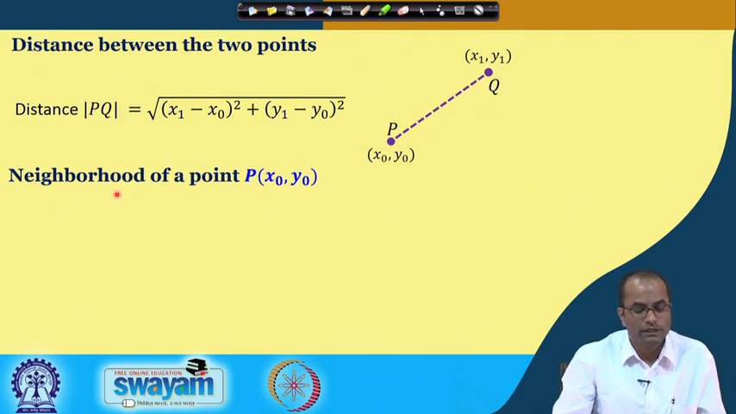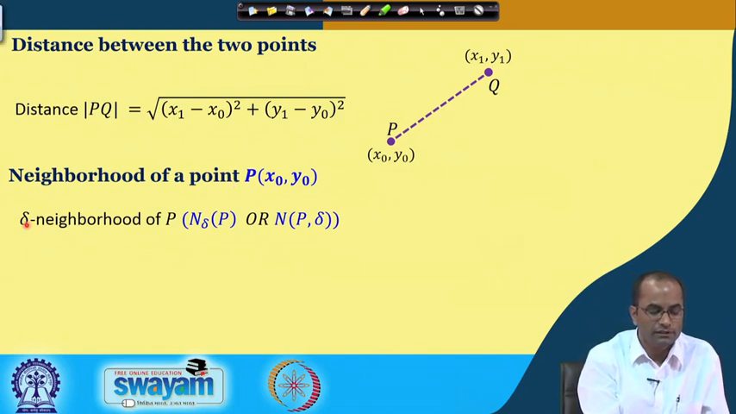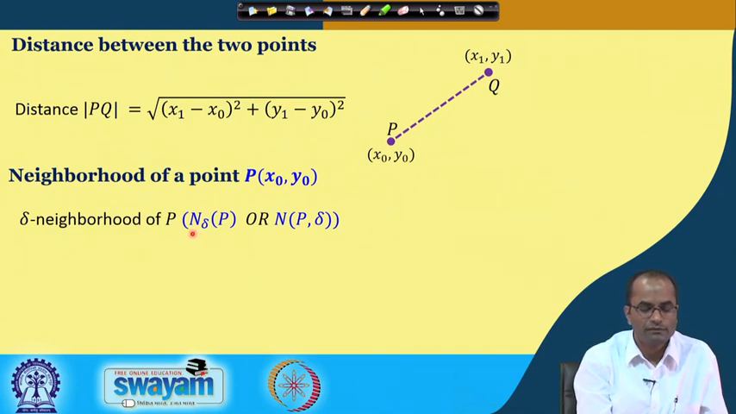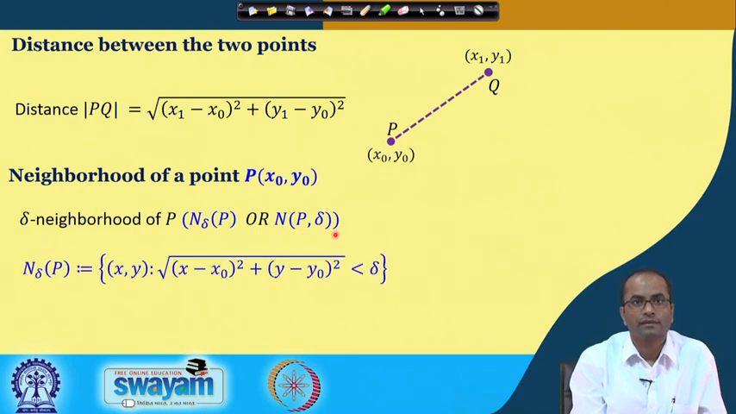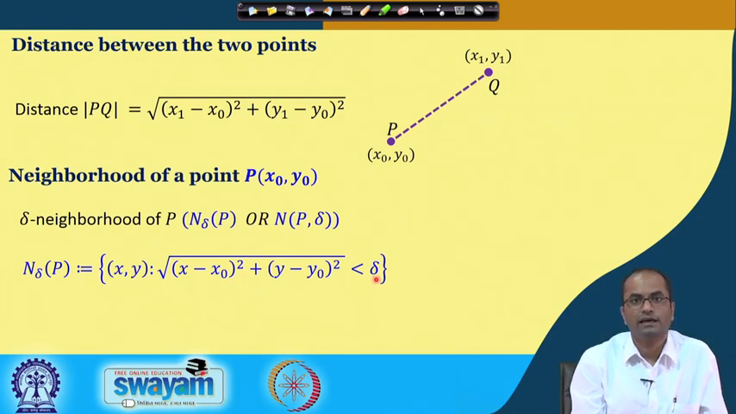We will also now introduce the neighborhood of a point P (x0, y0). So, if a point is given in the xy plane as (x0, y0), which is denoted by P here, then we will introduce what is the delta neighborhood of this point P, which is usually denoted by N delta P or N P delta. So, here N delta P is given by all the points (x, y) whose distance from the point (x0, y0), from this point P, is less than delta.